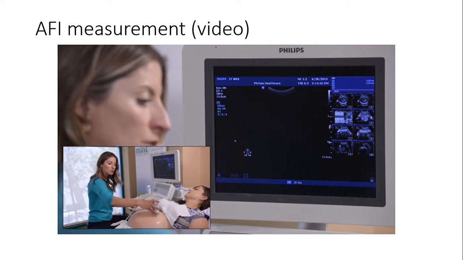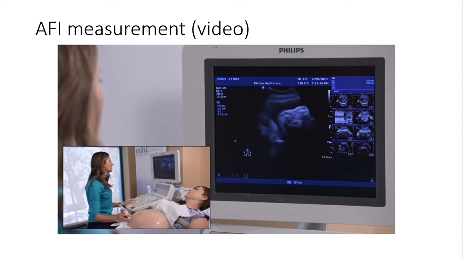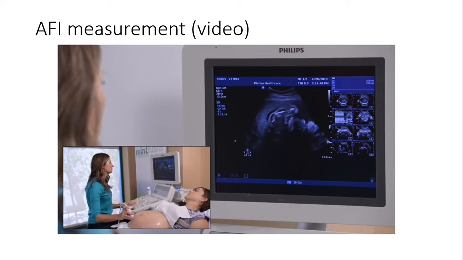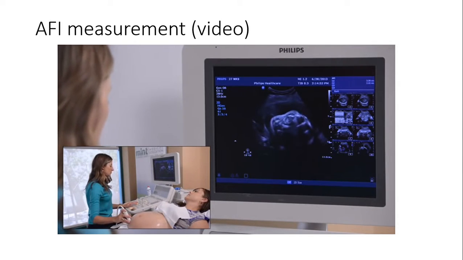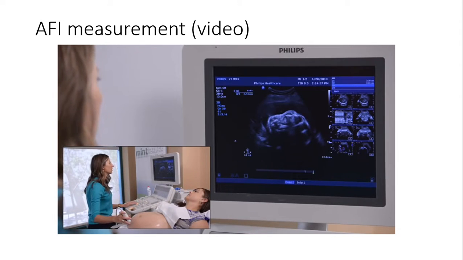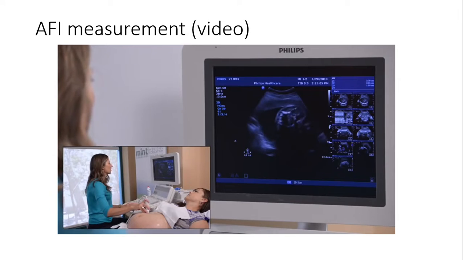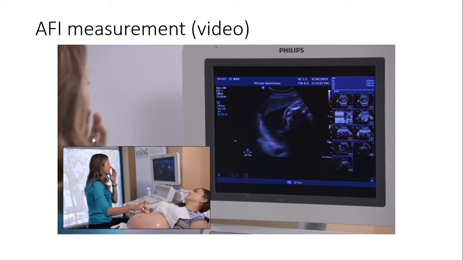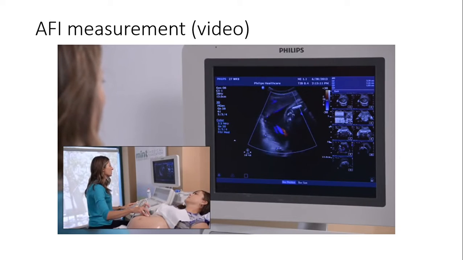So I've done left upper quadrant, left lower quadrant, and right lower quadrant. Here, nice pocket. Count Q3. And then up to the left upper quadrant. So again, here I see cord in the image, so I want to make sure, put some color on just to be safe.